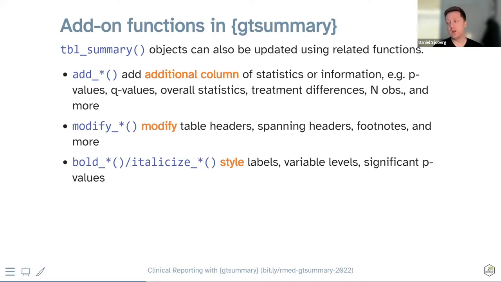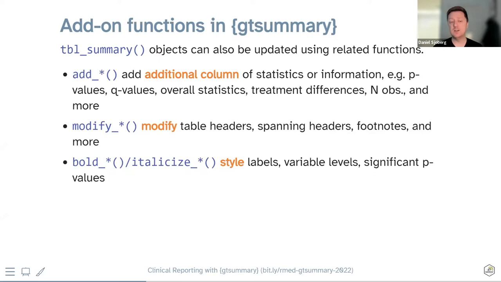There's also a family of functions that start with modify underscore. And what these are primarily going to do is they're going to change the styling or the aesthetics of your table. So you can change headers, spanning headers, footnotes, and more. There's a lot of ways you can modify the aesthetics of a gtsummary table, like with indenting, alignment, what have you. If you really need quite customized tables, definitely familiarize yourself with those modify functions.